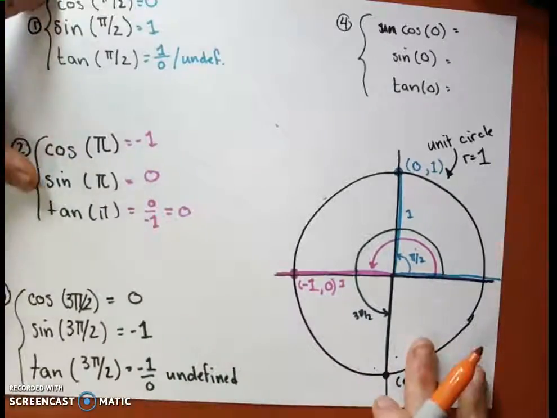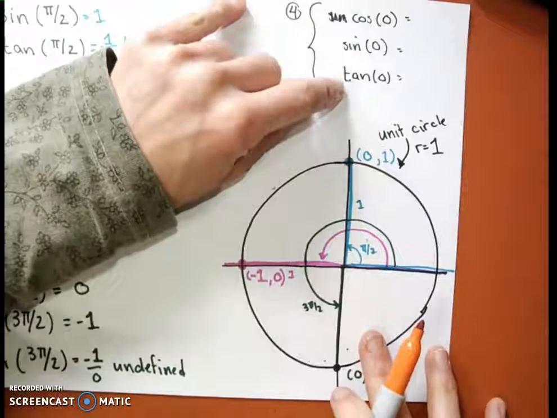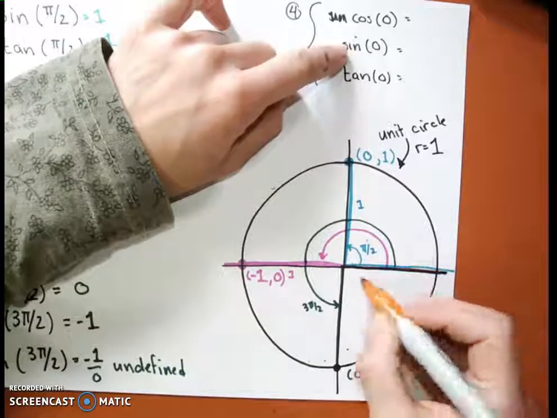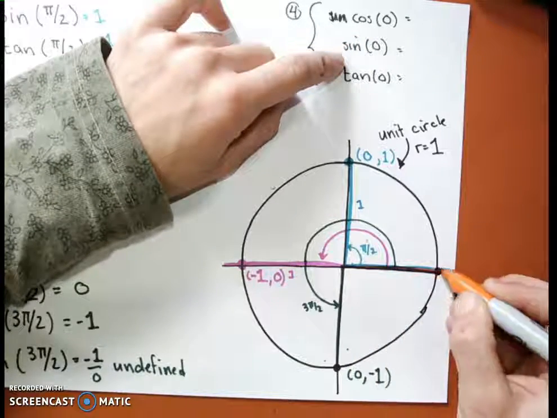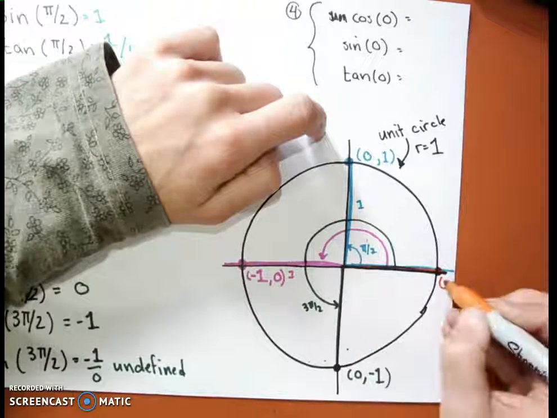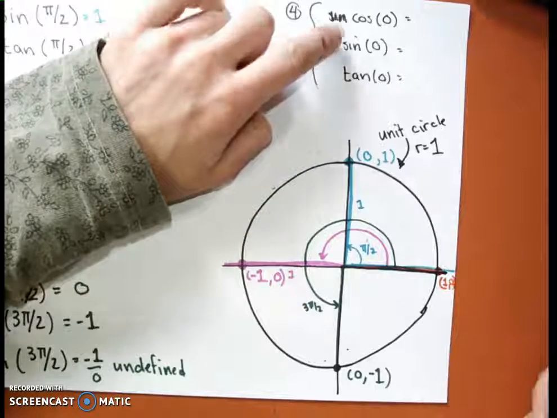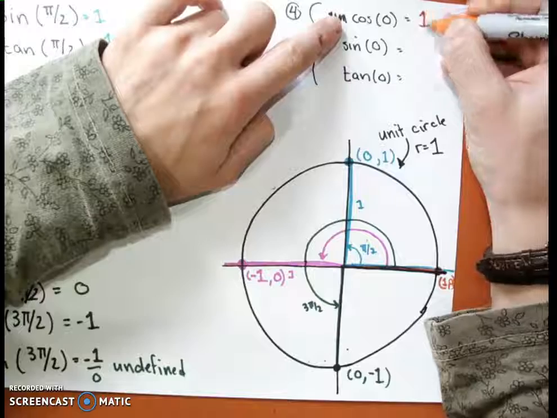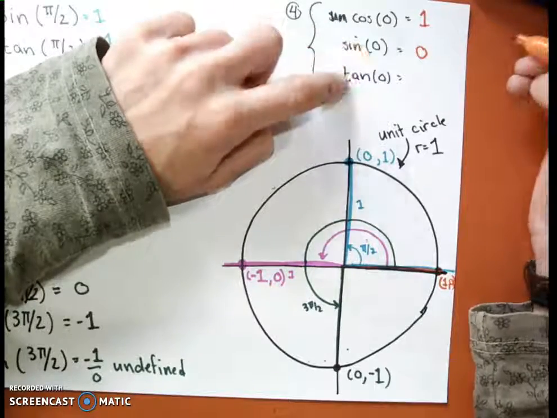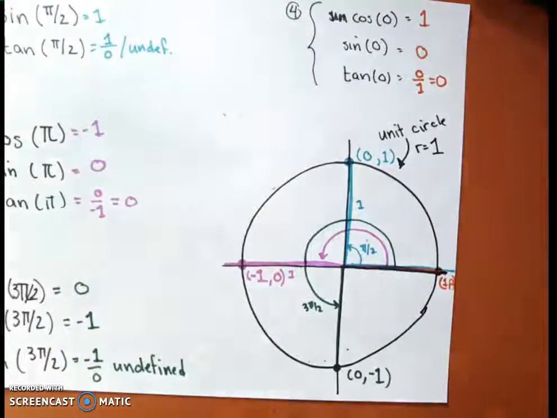And finally, this one might seem a little tricky, but it's actually the easiest one. To find cosine, sine, and tangent of 0, it means start at the x-axis, but go 0 radians, so I don't go anywhere. So I end here. So what are the coordinates of this point? Well, I've gone 1 in the x direction and 0 in the y, so it's 1, 0. That tells me cosine of 0 is 1, the x-coordinate. Sine of 0 is 0, the y-coordinate. And tan of 0 is 0 over 1, which equals 0.